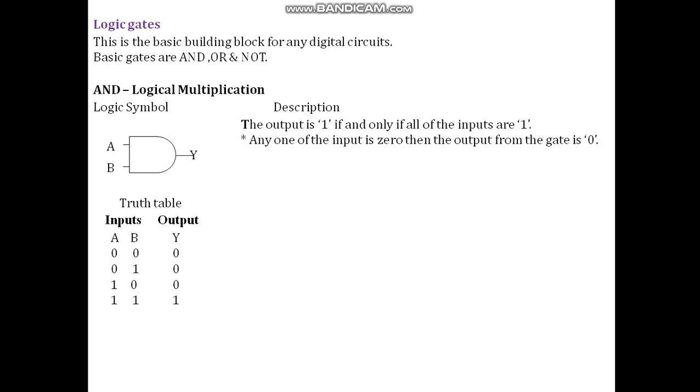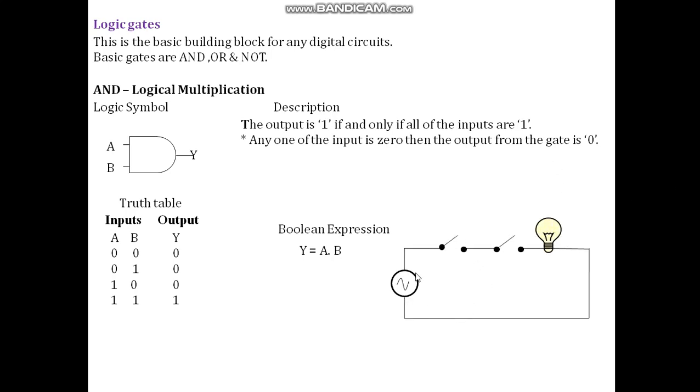And the Boolean expression for AND gate is Y equals A dot B, where Y is the output. Y is equal to A dot B. So this is the Boolean expression. And we can explain this operation by means of two cascaded switches.